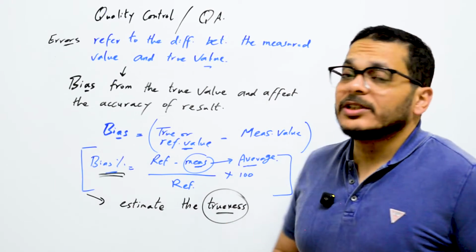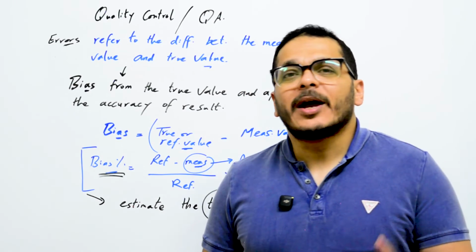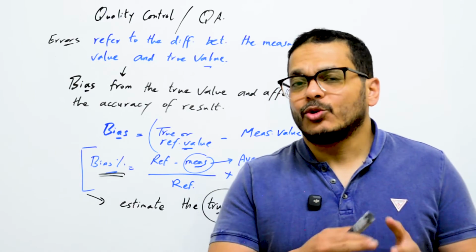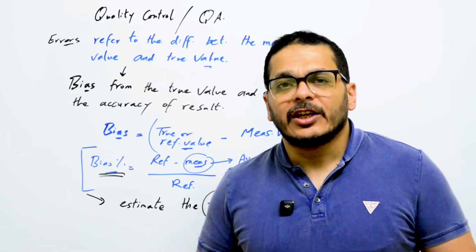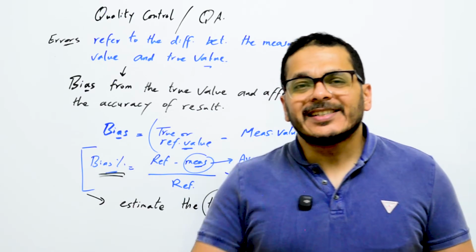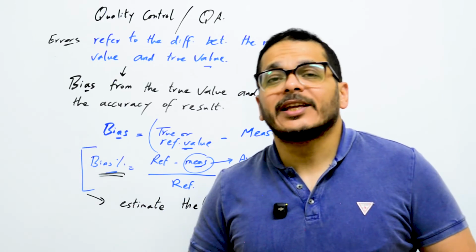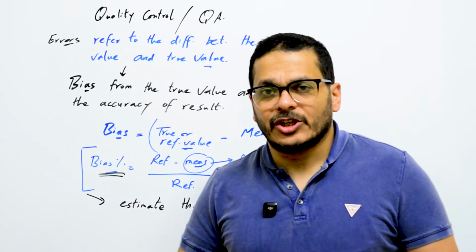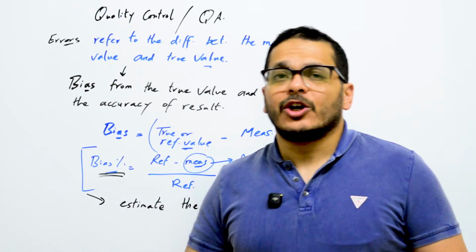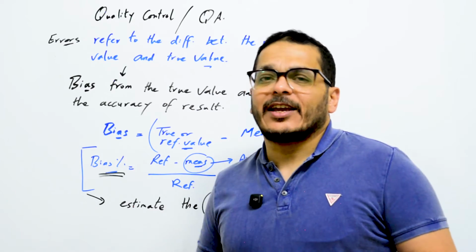Errors refer to the difference between the measured value and the true or real value. So if the spiked sample concentration should be 10 microgram per kilogram, for example, and you got 8 or 5 or 3, there is a bias or deviation from the real concentration. This deviation equals the whole errors found in the whole analytical process, and you should control these errors so they will not affect the accuracy of results.